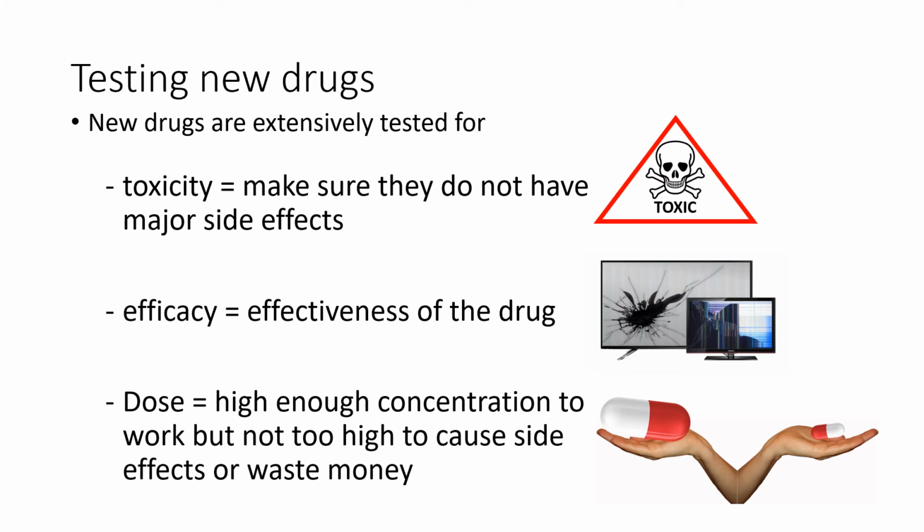When we are testing new drugs, we are looking for 3 particular things. We're looking for its toxicity, which is a reference to its side effects. We're looking for what is called its efficacy, which is how effective the drug actually is. And the third thing they're looking for is the dose. They're looking to work out what is a high enough concentration of the drug that it will actually work, but not so high a concentration that we have really bad side effects, or because again it's a financial industry, that we're actually wasting money. We want to give just enough drug to do the job.